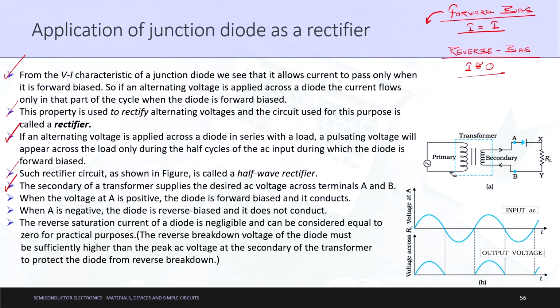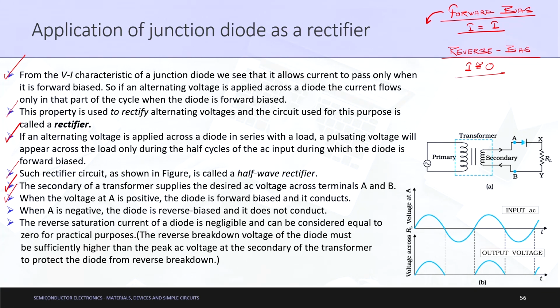Due to this solenoid, the current or the voltage is being transferred from this location to this location. Hence the desired AC voltage is being supplied to the secondary part, and there is a movement here. That is how the input AC voltage is obtained here. So, the secondary of a transformer supplies the desired AC voltage across terminals A and B.